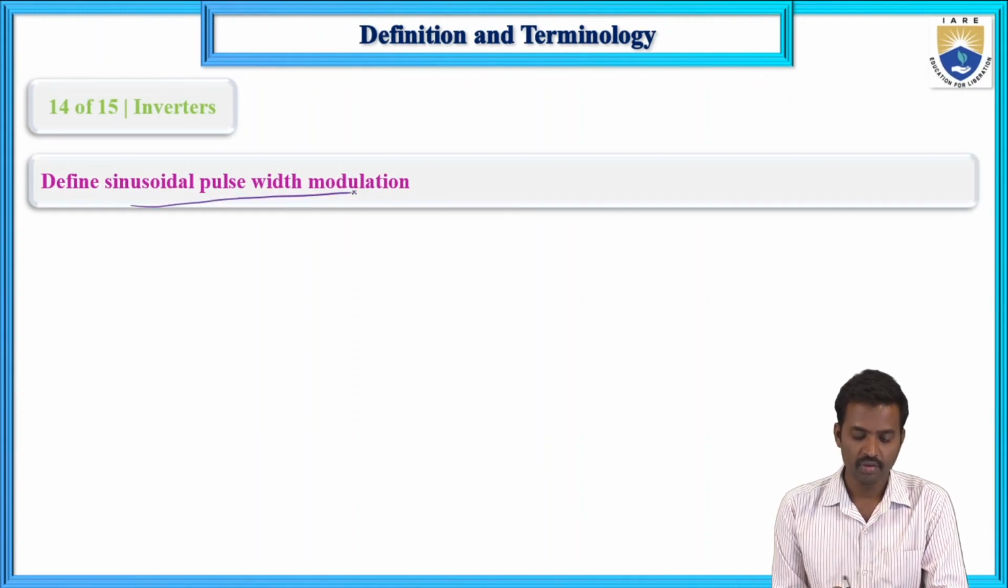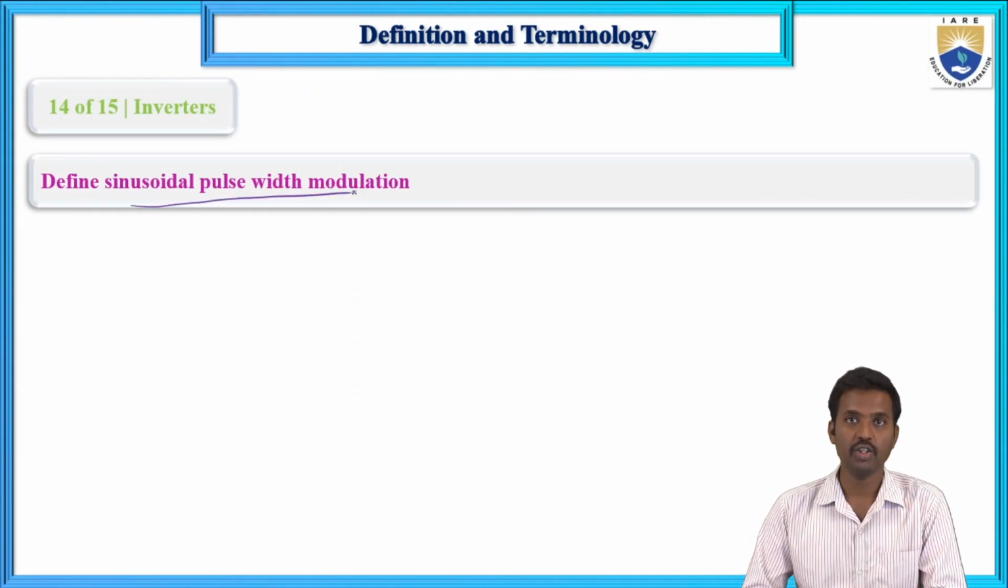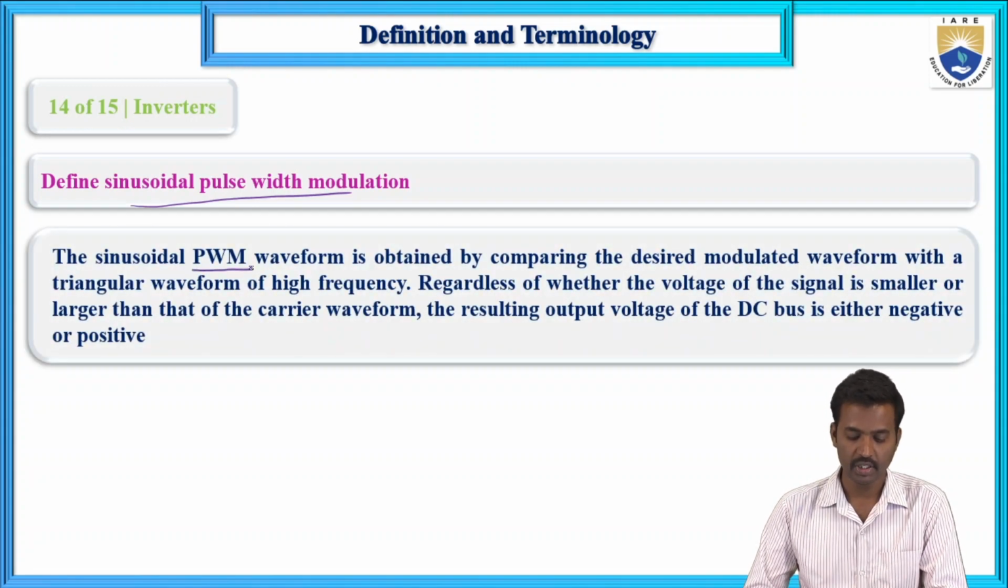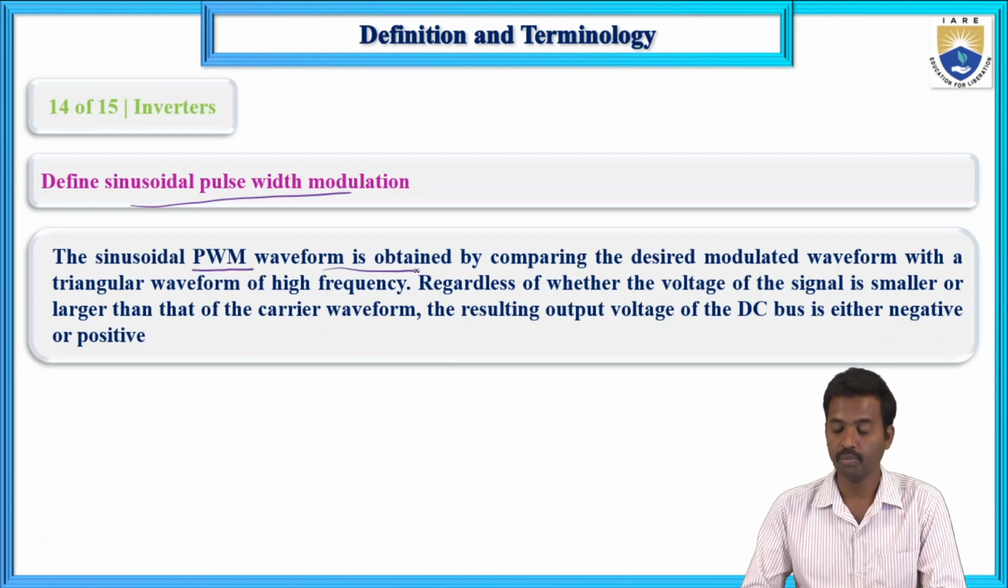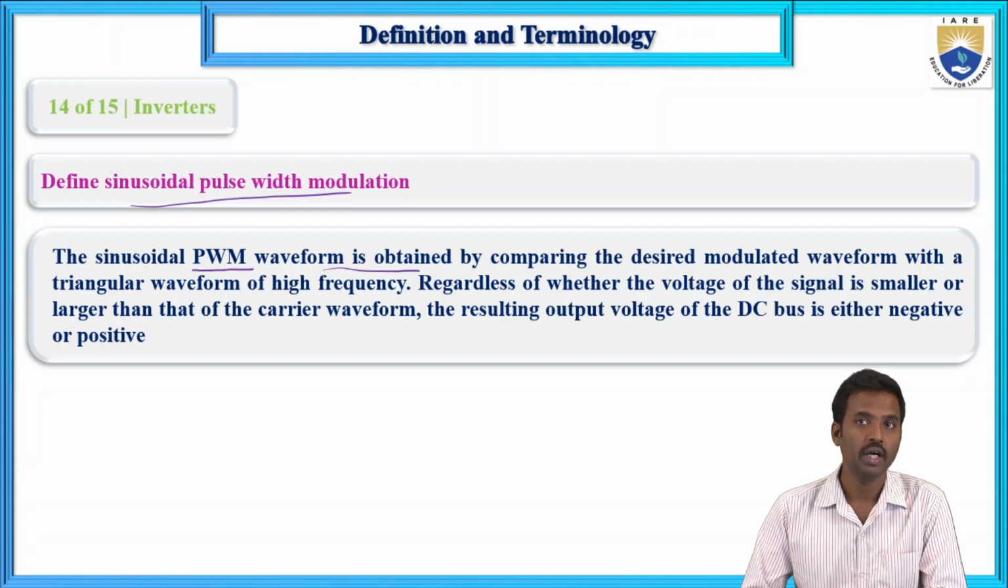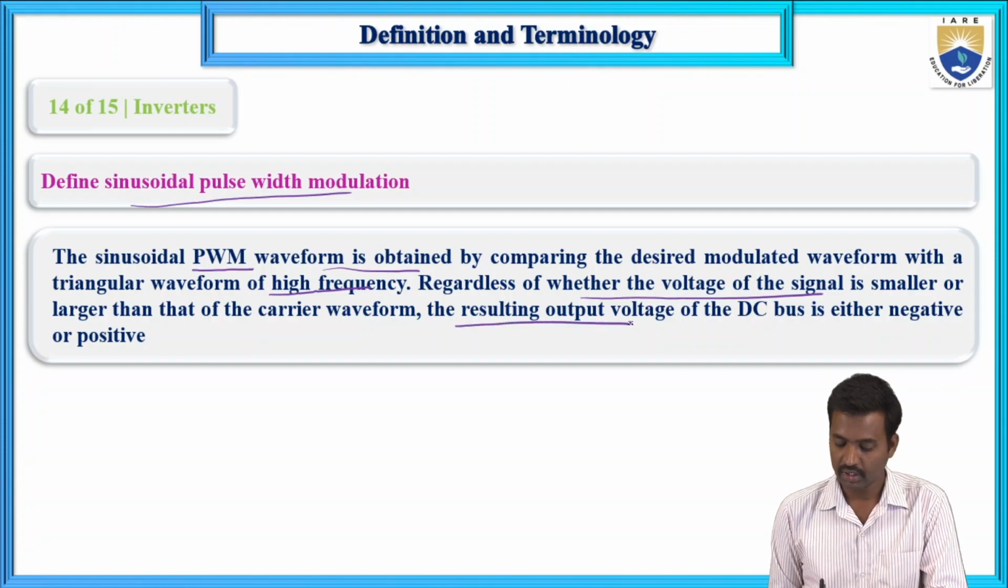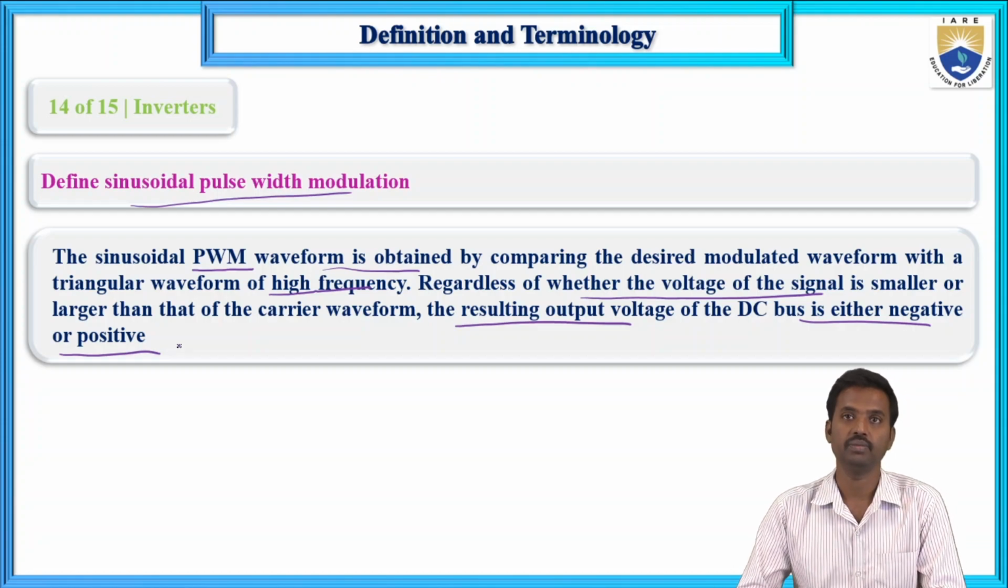Next, sinusoidal pulse width modulation. If you see the definition, the sinusoidal PWM pulse width modulation waveform is obtained by comparing the desired modulated waveform with a triangular waveform of high frequency, regardless of whether the voltage of the signal is smaller or larger than that of the carrier waveform. The resulting output voltage of the DC bus is either negative or positive.